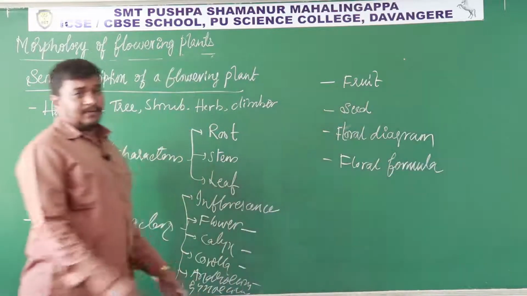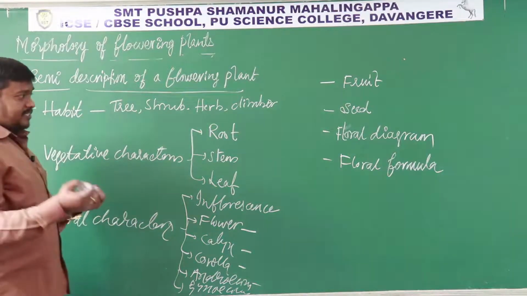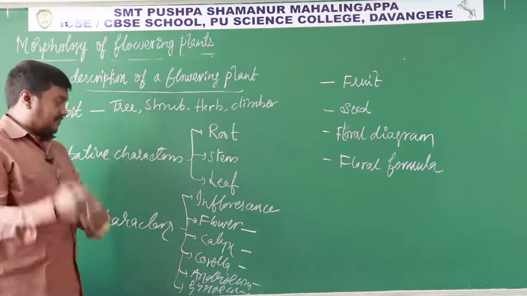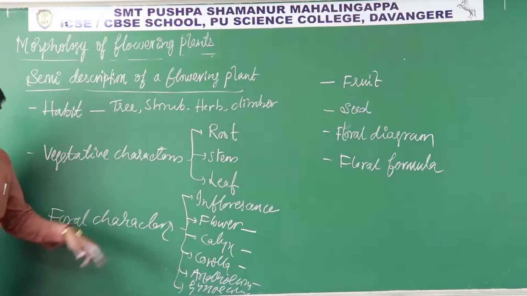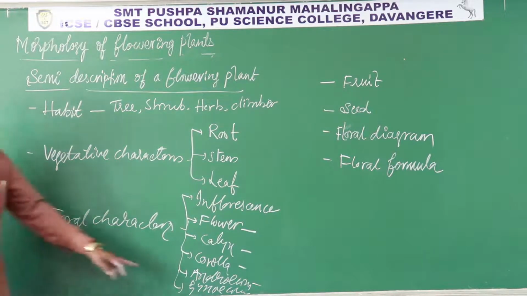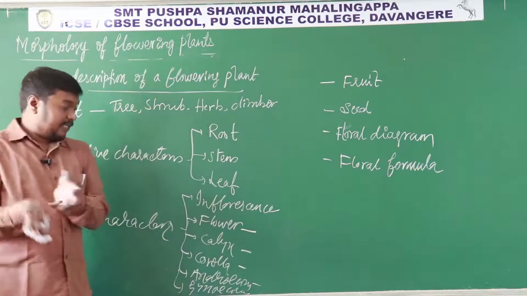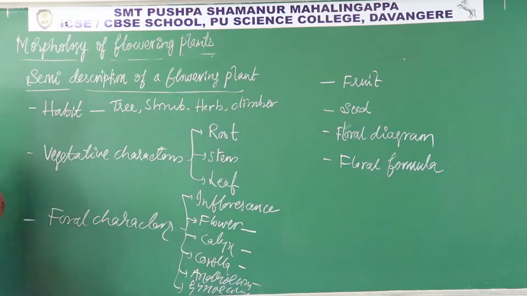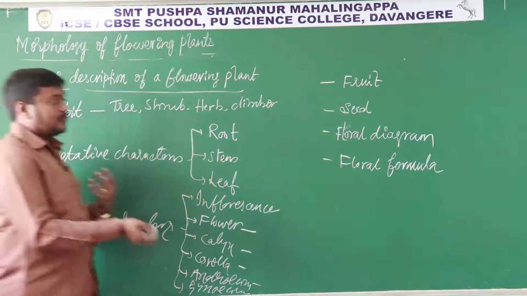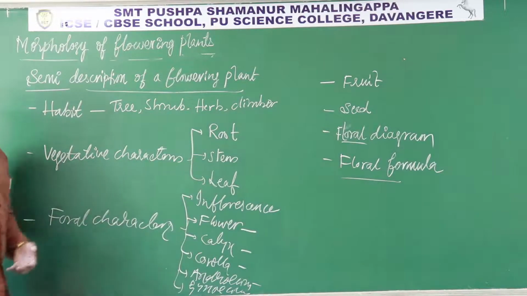The floral formula uses simple alphabets to represent the different whorls of a flower. Calyx is represented by K, corolla by C, androecium by A, and gynoecium by G. The adhesion or cohesion of the different floral appendages is shown by writing within brackets or without brackets. We are going to discuss this floral diagram and floral formula in detail in the coming classes.